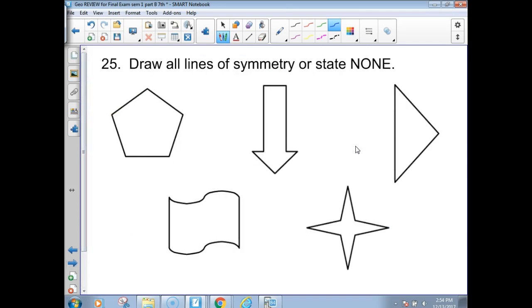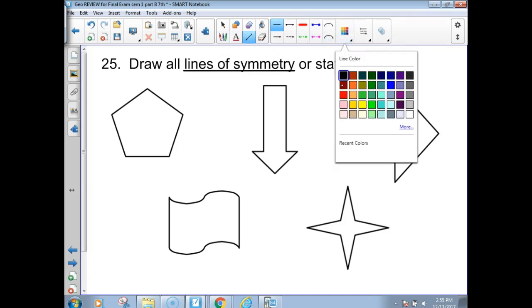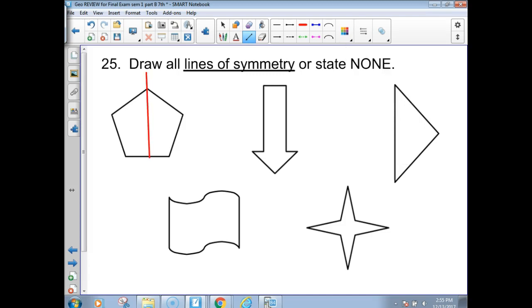Okay, draw all lines of symmetry or state none. We used the following figures in 2 different ways. We asked about the 25 asked us about lines of symmetry, while the next one asks about magnitude and order. This is about what lines will cut it in half and be able to fold on that line so it maps onto itself. So how many did this thing have? The pentagon. Only 1?